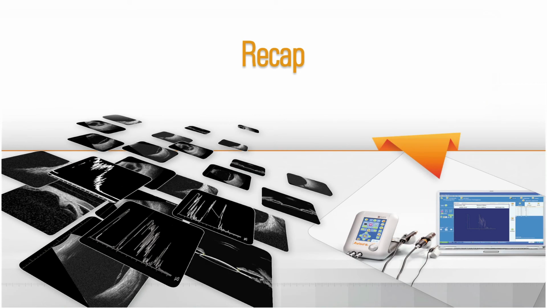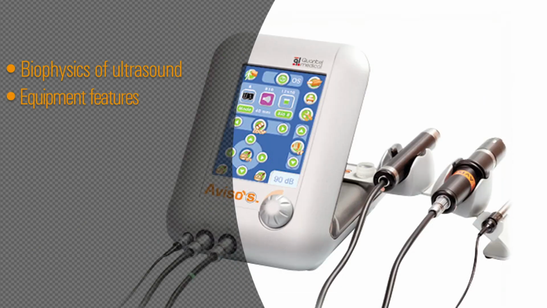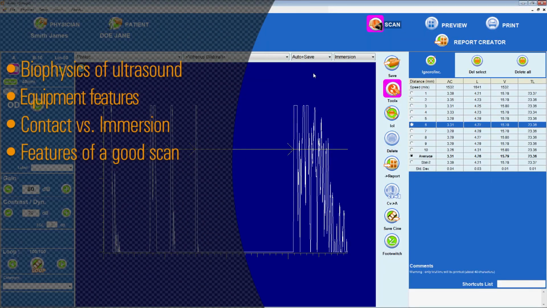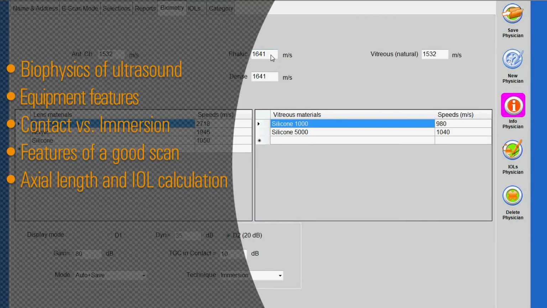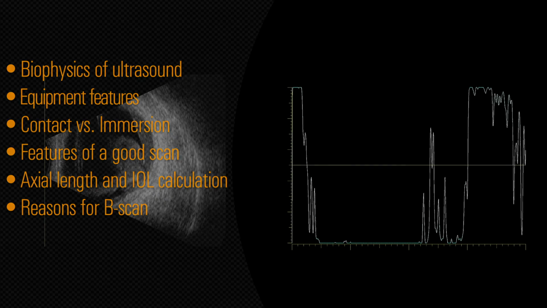To recap, in this presentation we discussed the basic physics of ultrasound, the equipment features of the Aviso system, contact versus immersion methods of biometry, features of a good scan, the process of axial length measurement and IOL calculation, and indications for performing an additional B-scan study.